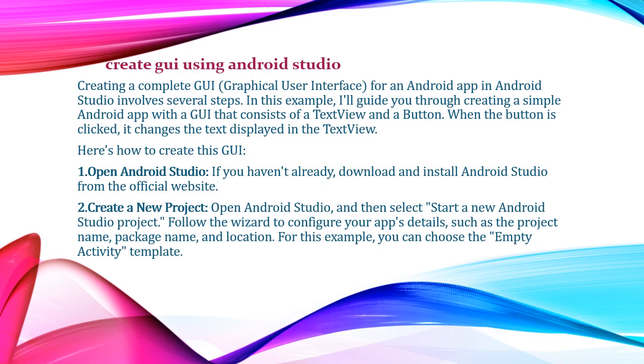So creating a GUI for an Android app in Android Studio involves several steps. In this example, we will guide you through creating a simple Android app with a GUI that consists of a text view and a button. When the button is clicked, it changes the text displayed in the text view. So here is how to create the GUI. There are steps to follow in UI design.